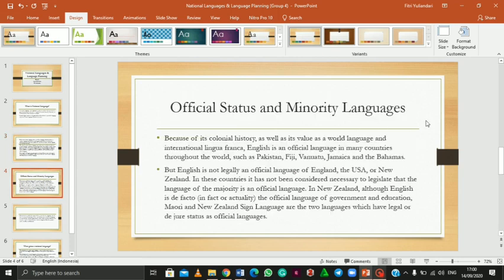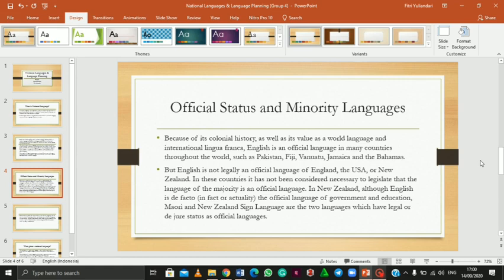Next is official status and minority languages. Because of its colonial history as well as its value as a world language and international lingua franca, English is an official language in many countries throughout the world, such as Pakistan, Fiji, Vanuatu, Jamaica, and Bahamas. But English is not legally an official language of England, the USA, or New Zealand.